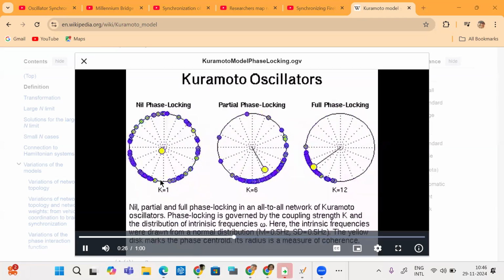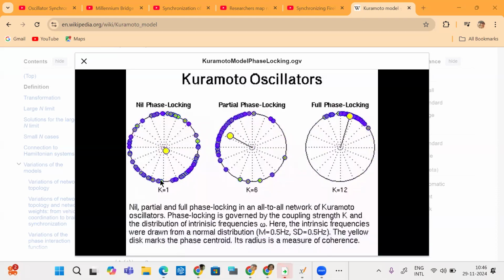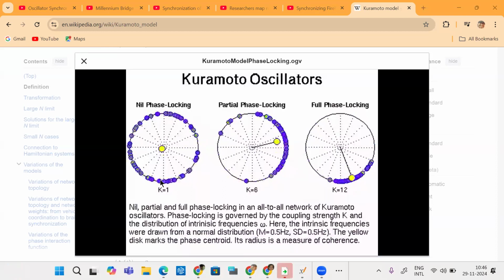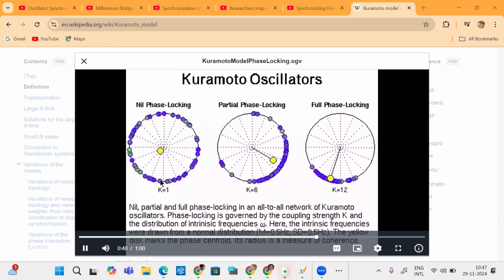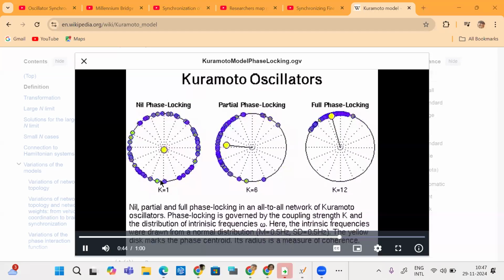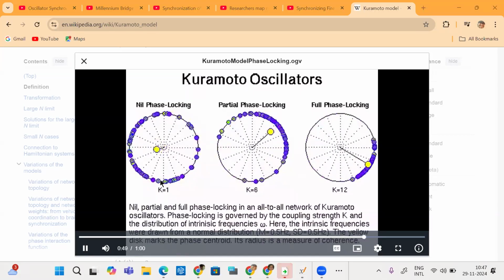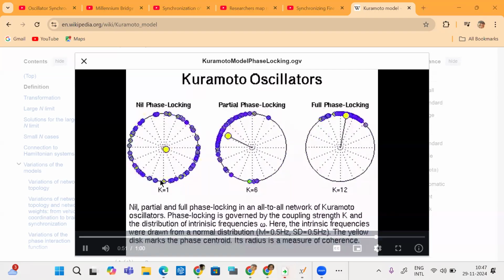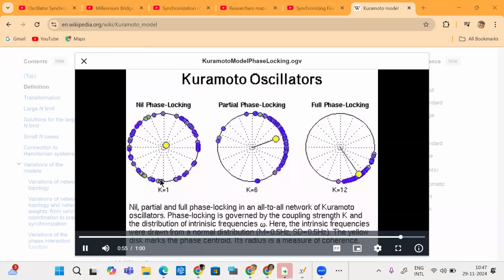You can see for K equals 1, which is very low, there is no synchronicity at all, right? All oscillators are doing their own thing. For a larger K, many of them are already aligned together, but a few of them are out of sync. These are the guys who are outside of the union. But when you increase K to 12, you can see all of them are together. They are behaving in unity.